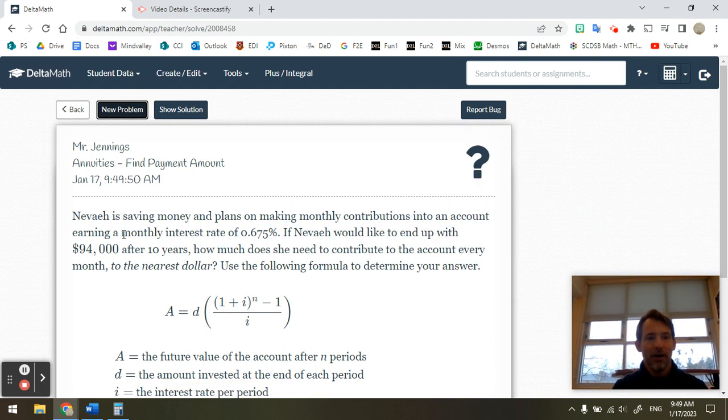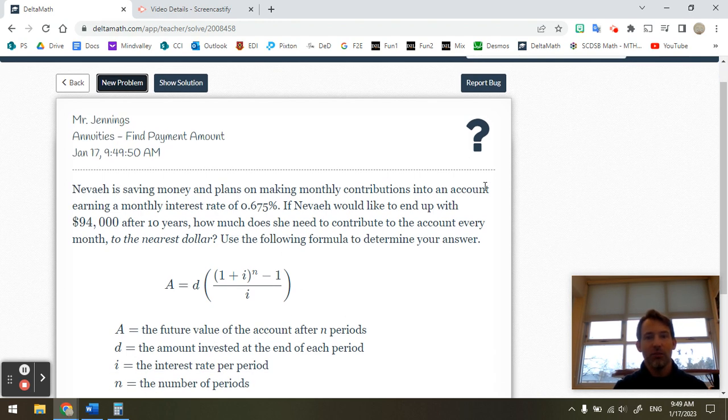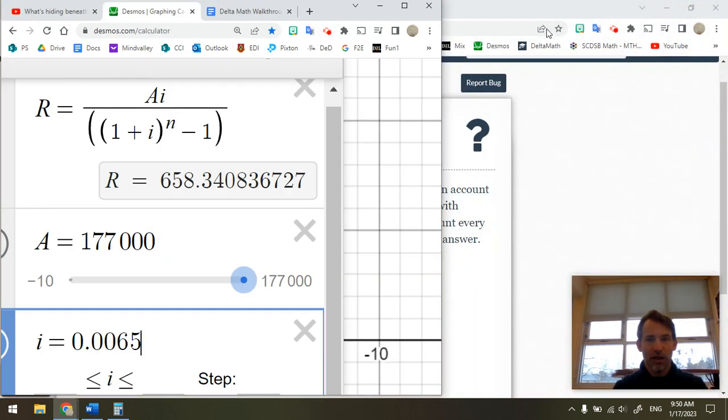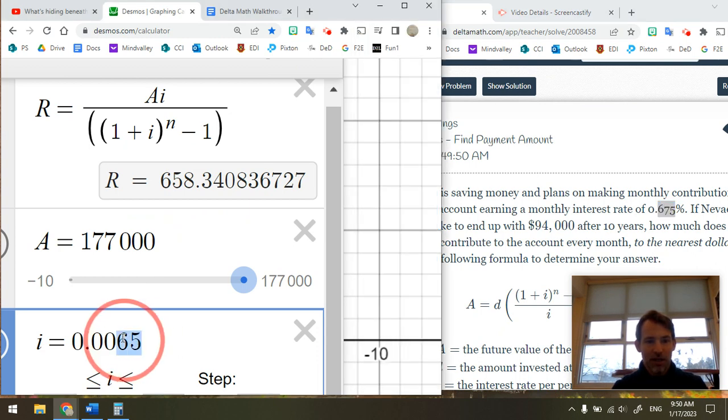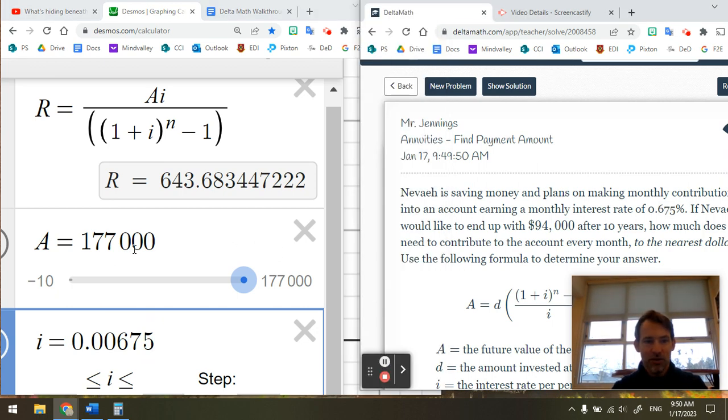Okay, so now let's do another one. New problem. Nevea is saving money, and she's going to make monthly contributions into an account earning a monthly interest rate of this. So we're already given the monthly interest rate. It's that. So I'm just going to copy that and put it into Desmos. I'll put that in for interest rate. That's a fraction of a percent, so it will go there after a 0.065. She wants $94,000.